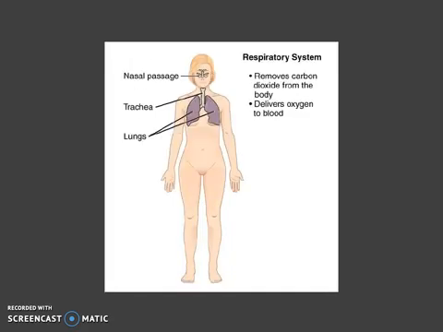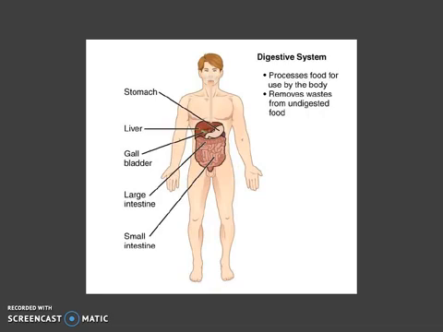The respiratory system helps us to bring oxygen into our body and get rid of carbon dioxide. And the respiratory system structures include things like the nasal passage, the trachea, which is also known as the windpipe, and the lungs. The digestive system helps us to process food so that our body can use it in order to make energy. It also gets rid of waste products from food materials that we can't get energy from. So the main structures of the digestive system are the stomach, liver, gallbladder, large intestine, and small intestine.